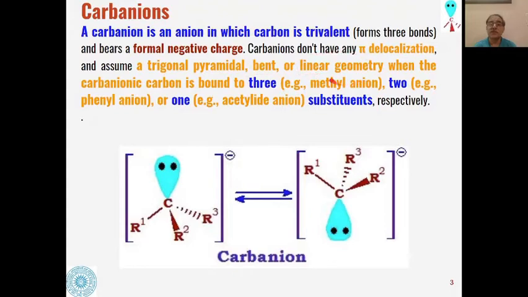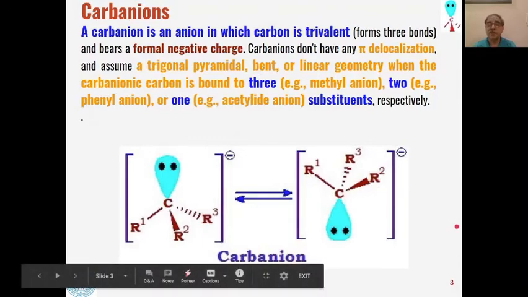They may have trigonal pyramidal geometry, bent geometry or linear geometry, depending upon how many groups are attached to the carbon which is having the negative charge. If there are three groups attached, for example in the case of methyl anion, then this will be trigonal pyramidal. If there is one group, for example in acetylide anion, then this will be a linear geometry, whereas when it is two, for example phenyl anion, the geometry will be a bent geometry.